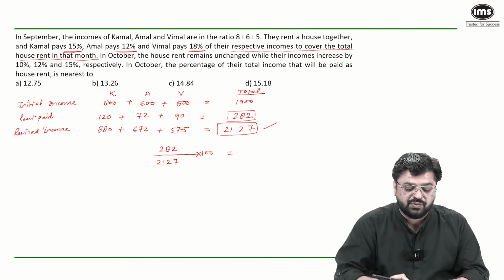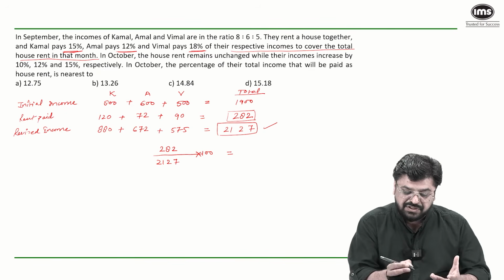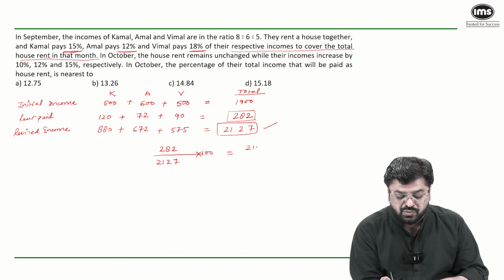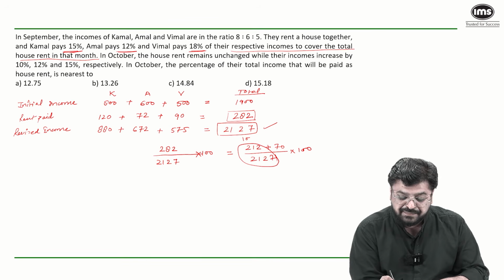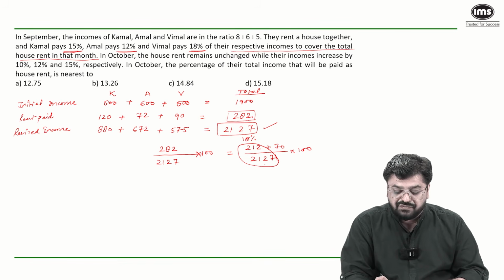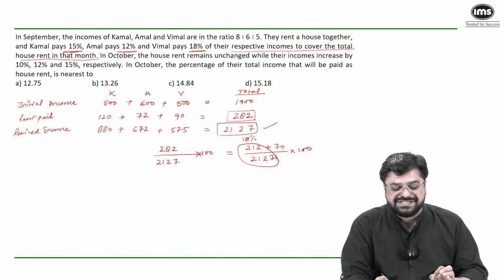So by looking at this, we know that it has to be more than 10%, but all my answer options are kind of close. So I'll break this 282 as 212 plus 70 upon 2127 into 100. This is approx 10%. 1% of the denominator will be 21, which means 3% will be 63, 64 approx.